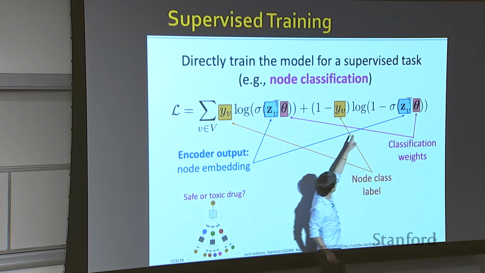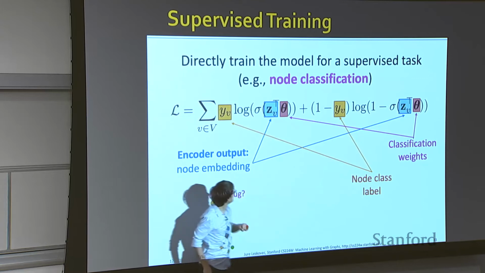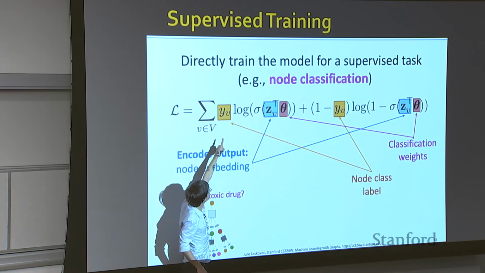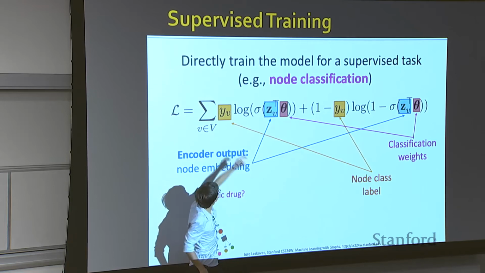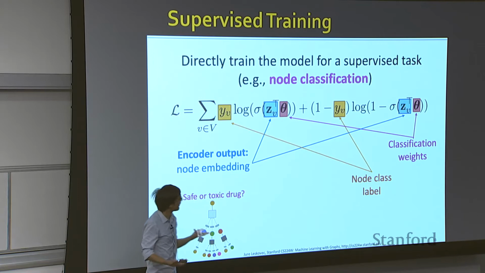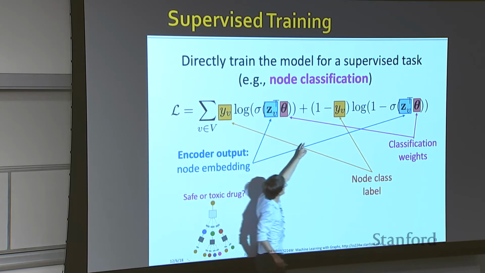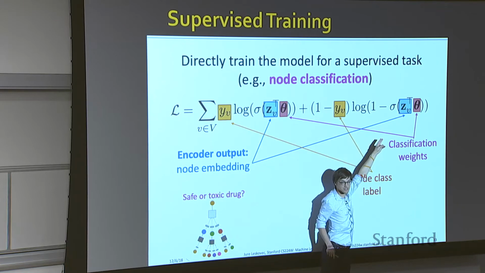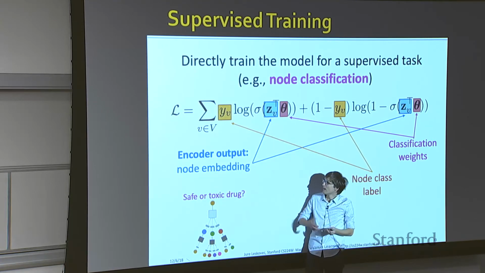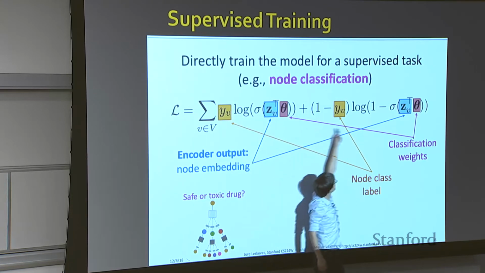I'm taking the logarithm, so this is now log probability, and then I multiply that with the ground truth label. If I'm doing binary classification, I can think of y as taking the value 0 or 1. What is interesting is that if y equals 1, then this term survives and this term gets cancelled out because this will be 0. The other way around, if y is 0, then this will be 0 and this term will survive.